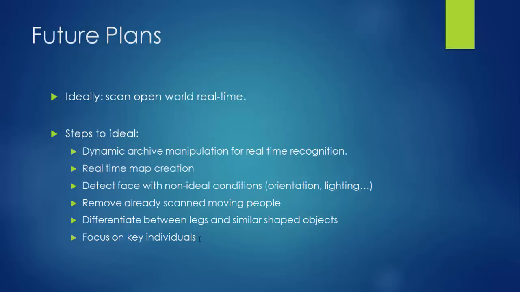Next we want to be able to focus on key individuals. So instead of searching for everybody, we get a general idea of the person just by looking at their body and seeing if it's even possible to be a match, narrowing down beforehand, just to save us time instead of scanning each person manually.